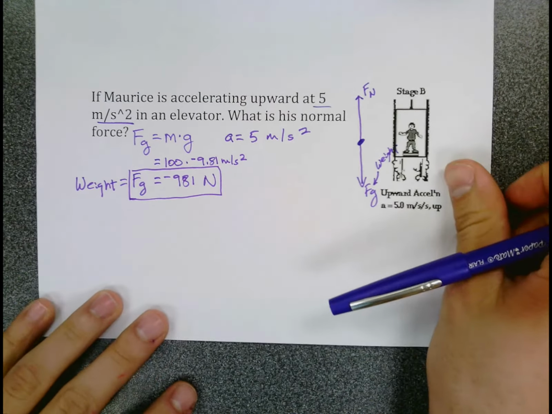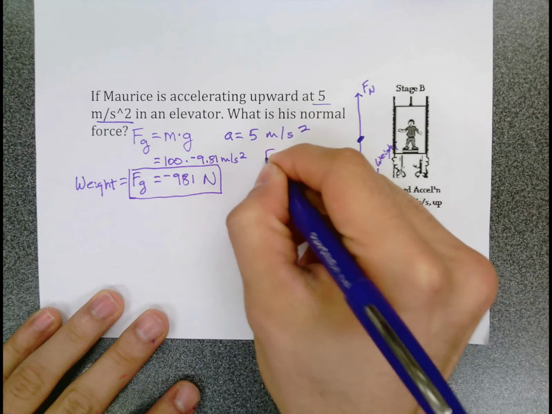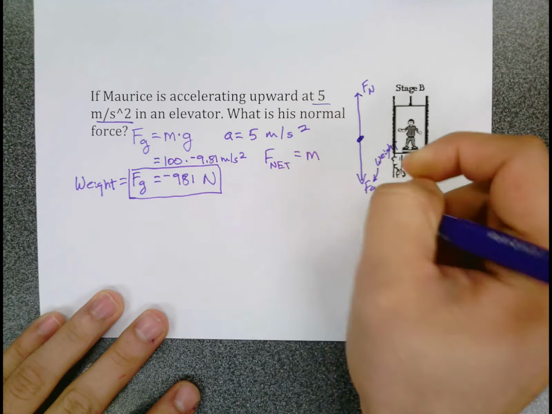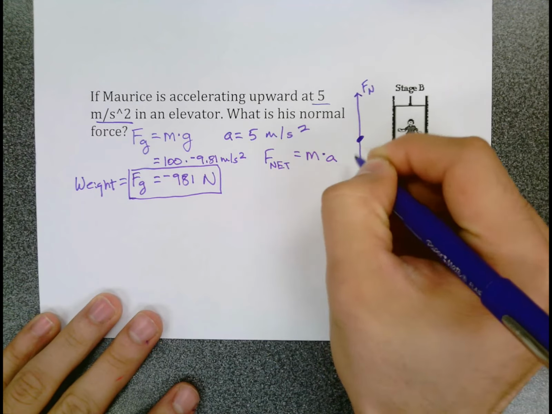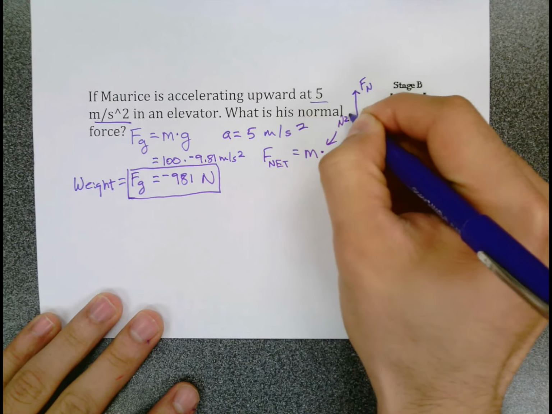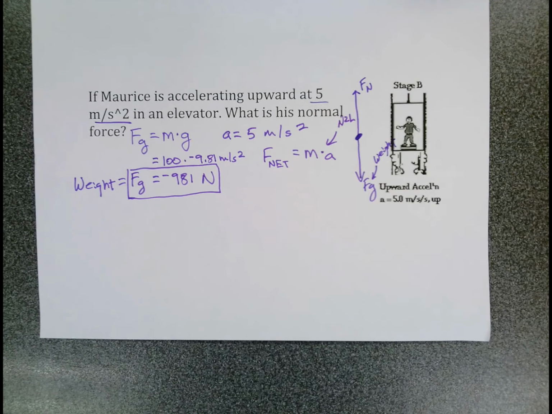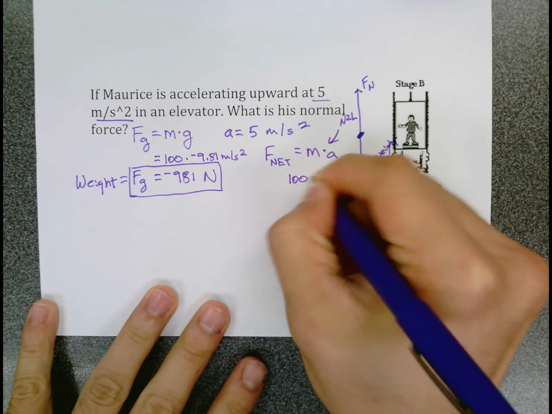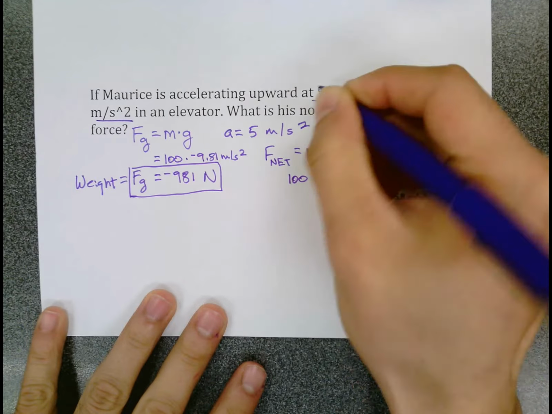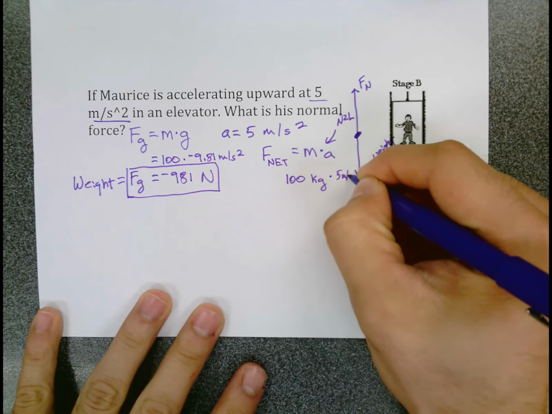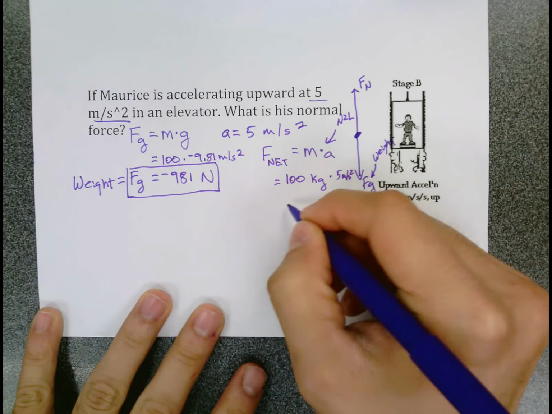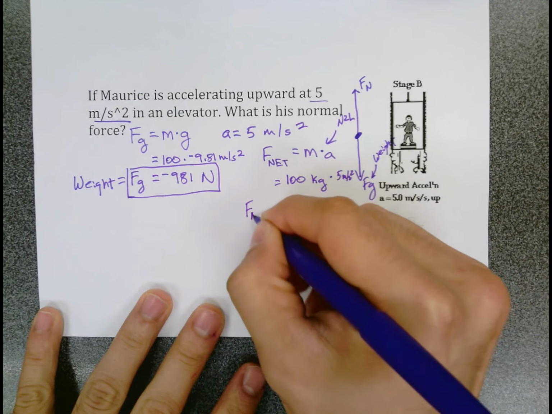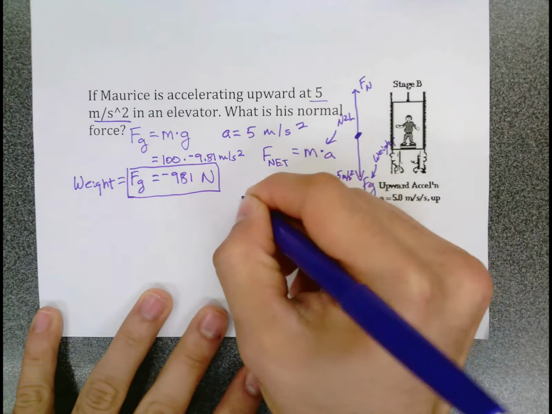Another thing we can use is the fact that any net force is equal to the mass of the object times the overall acceleration. This is Newton's second law. Maurice's mass in this case is 100 kilograms, and his acceleration from this problem is 5 meters per second squared. If we multiply those two together, we get 100 times 5, which is 500 newtons. This is the net force of this whole free body diagram.